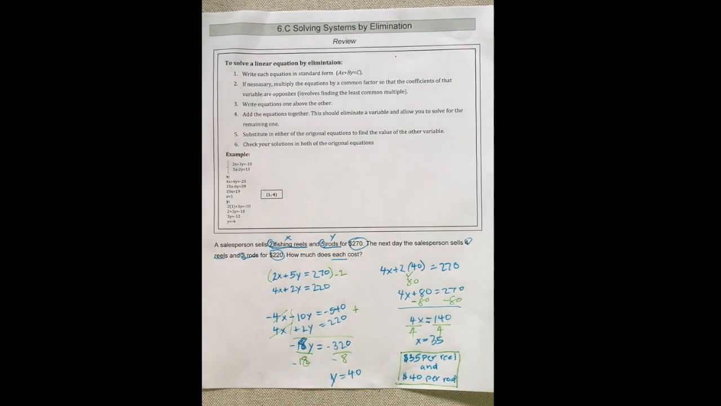Now, going back to get the second variable solved, we could have also used this equation, and you do the same thing. You plug in for y, so you do 2x plus 5 times 40 equals 270, and solve that way, and you'll get the same answer. You can also use that to check your work.